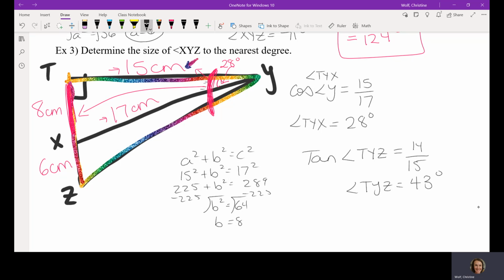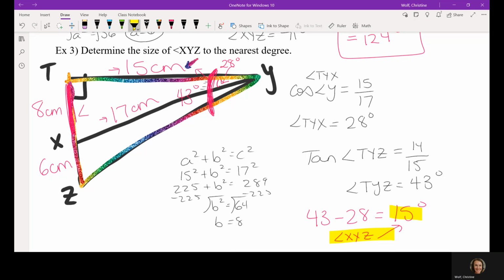So I know that this whole giant angle right here equals 43 degrees. If the whole thing's 43 and that slice is 28, you just go 43 minus 28, which leaves you with 15 degrees. And that is what that sliver XYZ is that we're looking for. That's our answer, because 28 and 15 come together to make that 43. That's a pretty tricky one, and I get it.